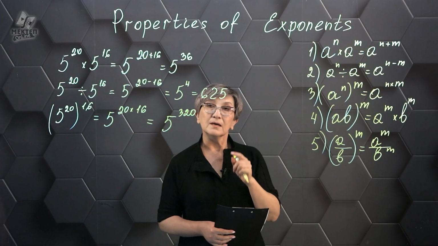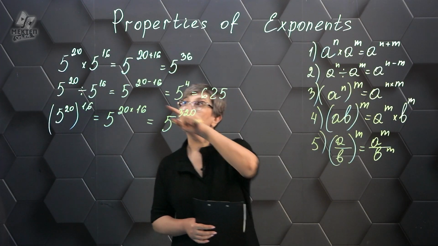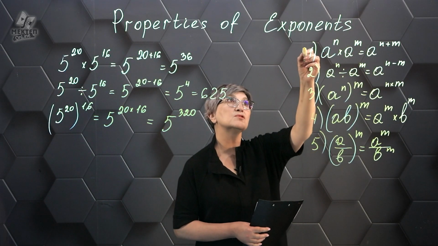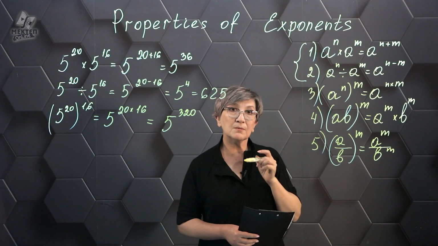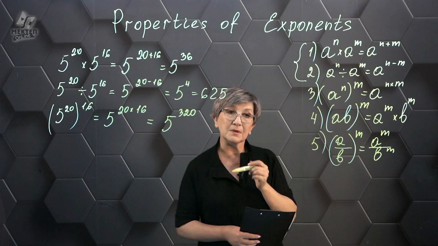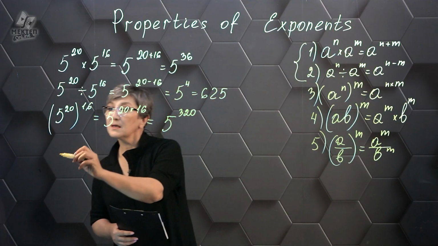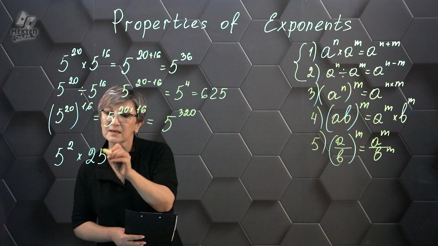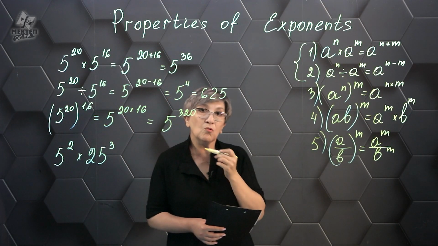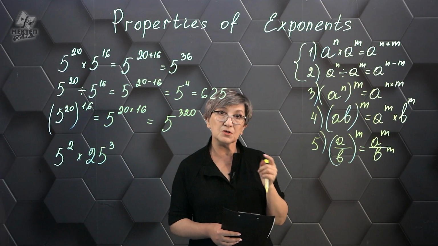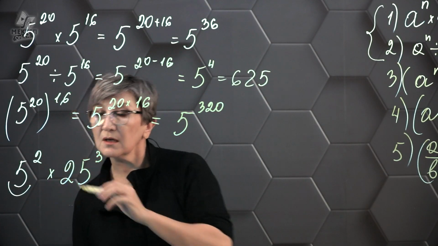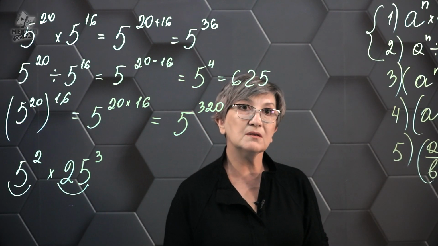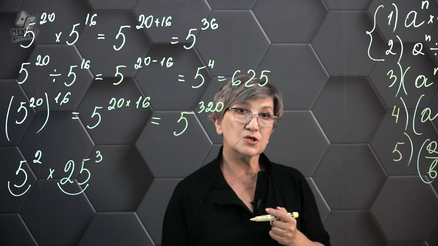Next assignment. I drew your attention to the fact that in order to apply our properties, especially properties 1 and 2, we need to pay attention to the base of the power. Let's look at the following example. If I have 5 to the power of 2 times 25 to the power of 3, I can't apply the first property. Why not? Because the first multiplier has base 5 and the second multiplier has base 25. How can I solve this example?